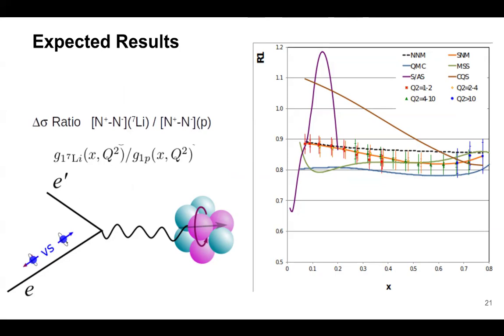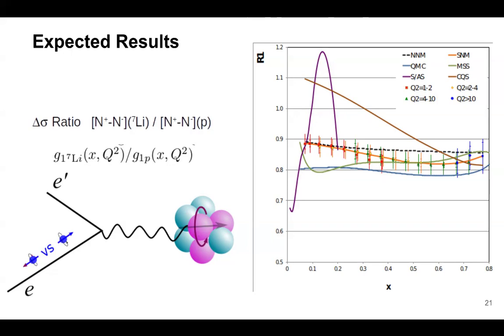Anyway, so these are the expected results. This is not the previous plot, but I didn't bother remaking this. This is from the original proposal, which was 10 years ago. So the expected results for this observable, which is the difference in cross sections, which is basically measuring g1 for lithium and the proton, is this. The error bars are the expected statistical uncertainties, which are going to dominate over the systematic uncertainties, which are little bars. Different colors are giving you different Q squared ranges, and the curves that are in there are different models.